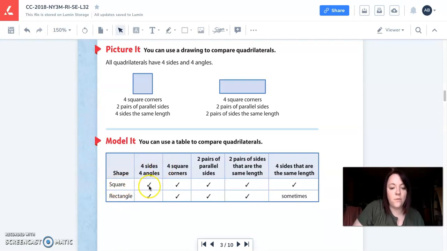Square has 4 sides and 4 angles. Rectangle has 4 sides, 4 angles. Square has 4 square corners. Rectangle has 4 square corners. Square has 2 parallel sides. Rectangle has 2 parallel sides. Square has 2 pairs of sides that are the same length. Rectangle has 2 pairs of sides that are the same length. Square has 4 sides that are the same length. A rectangle, sometimes, because the square is considered a rectangle as well.